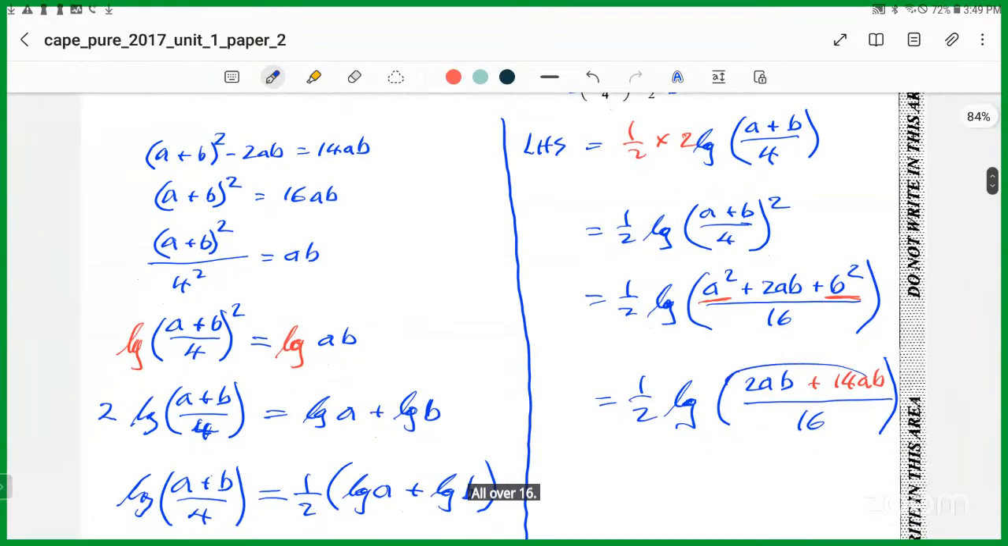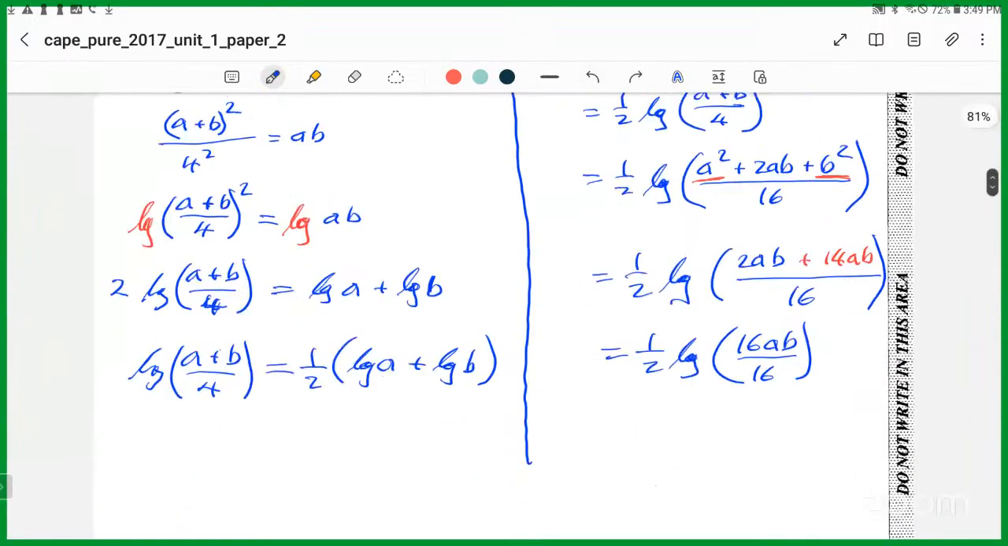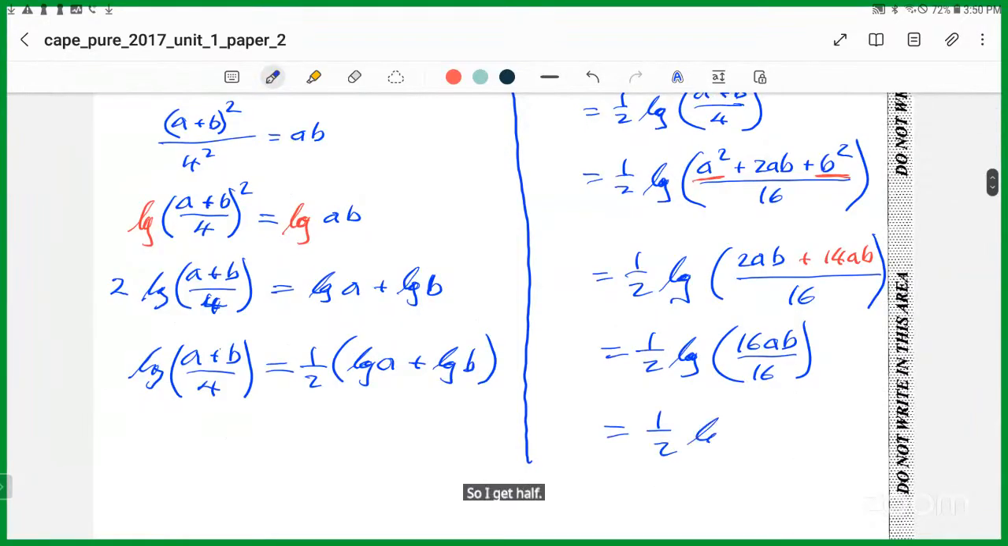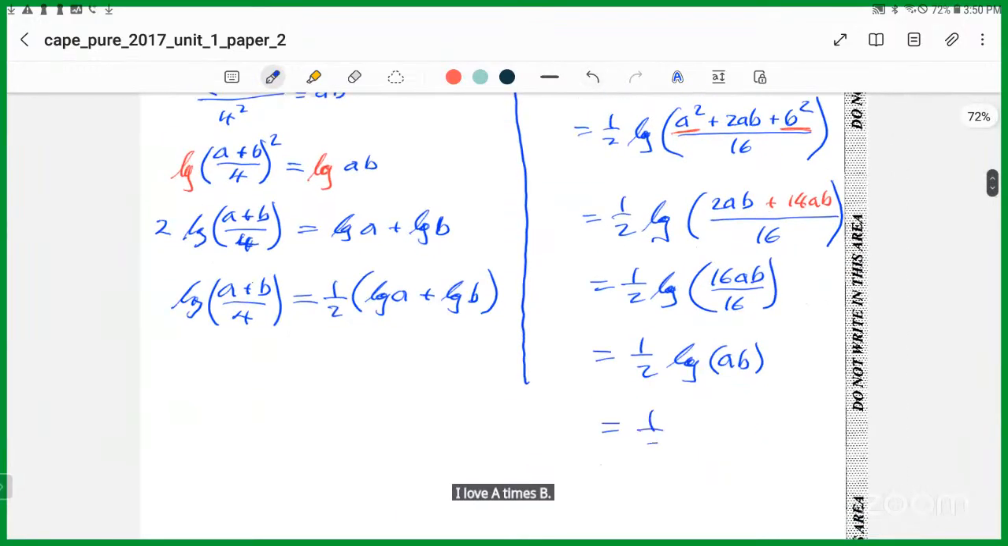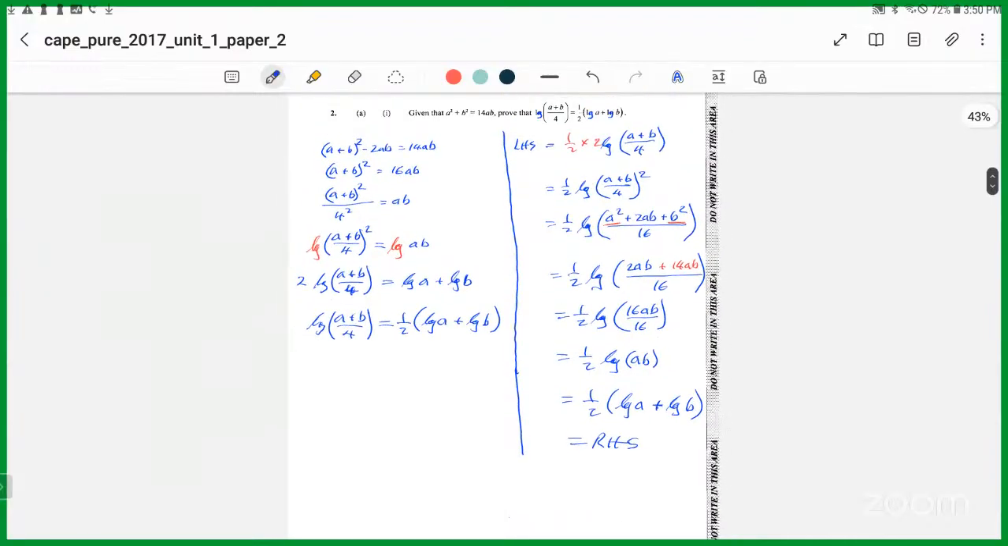Now this becomes 16ab. So it becomes half the log of 16ab over 16. 16's cancel, and so I get half the log of 8 times b. Log of 8 times b is the log of a plus the log of b, which is the right hand side. So I've done it another way, 2 ways.